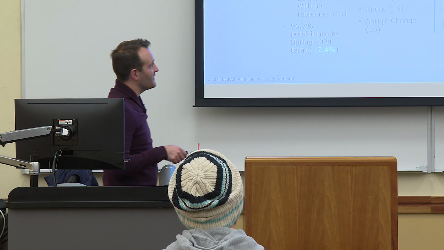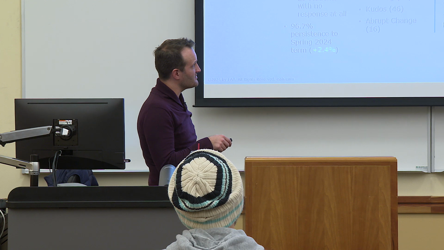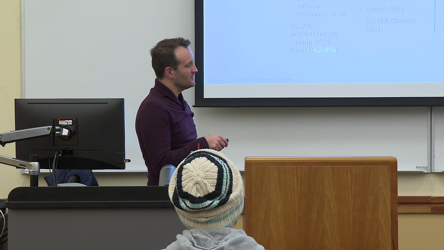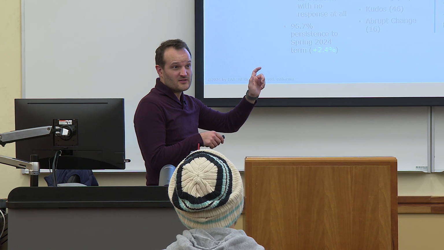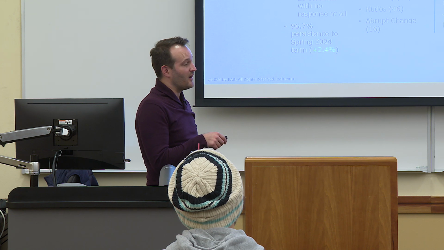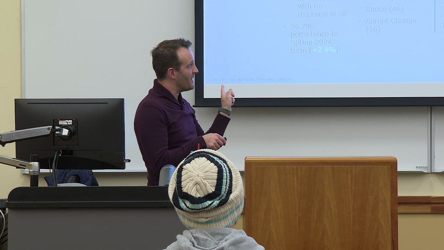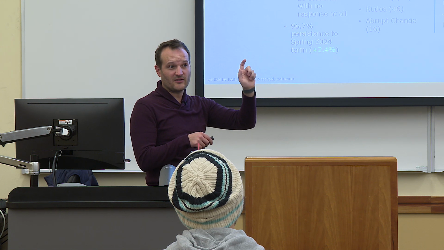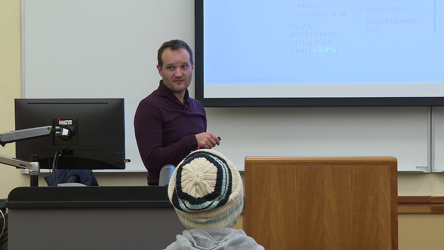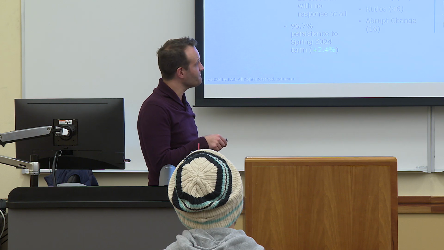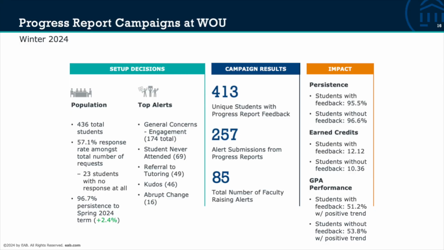So both on the credits, obviously, this one is, I will say, the most, that's almost a full course of difference. I will say in this round, the students with feedback, their credit completion ratio was actually higher, so I do think there was a little bit of a shift there. But again, as we look at GPA and the persistence, those two metrics being very similar.